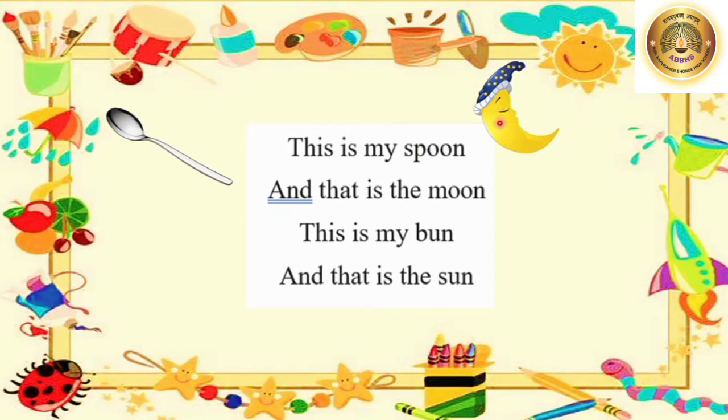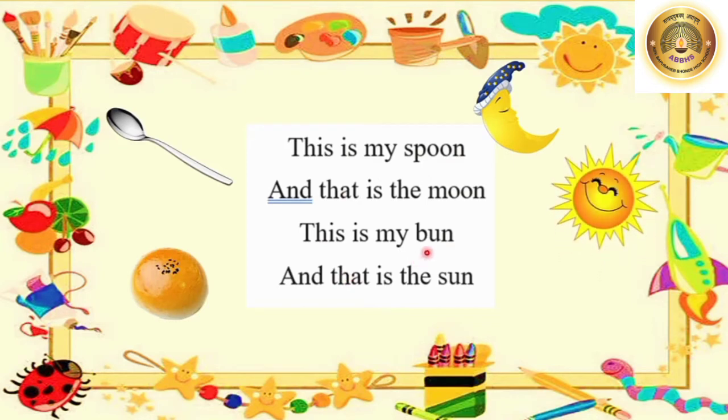This is my bun and that is the sun. So here the poet wants to tell you that he is having a bun. Bun is a bread which is very near to him as he wants to eat it. So he says this is my bun. It is only one. And then he says that is the sun. Again, the sun is also one, but it is far away from us. So now he says that to sun and this to bun. This is my spoon and that is the moon. This is my bun and that is the sun.